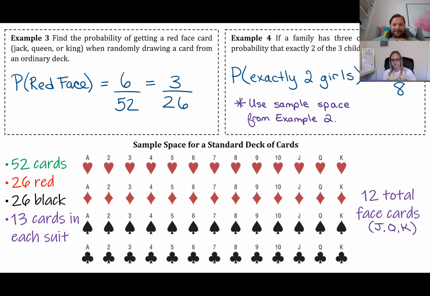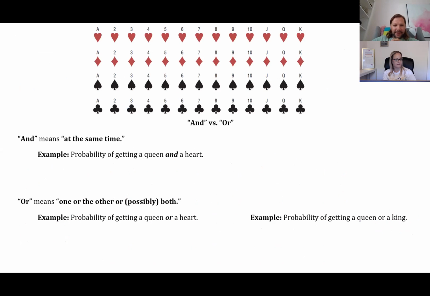Perfect. Thanks, Karen. Okay, this next slide, we're talking about what "and" or "or" means. So this is in terms of probability. One thing you'll learn about mathematics is we use words that you use in everyday English, sometimes just slightly different because we have to pin down a specific meaning. So "and" in probability means that the events happen at the same time. So probability of getting a queen and a heart means that you're drawing the queen of hearts, okay?